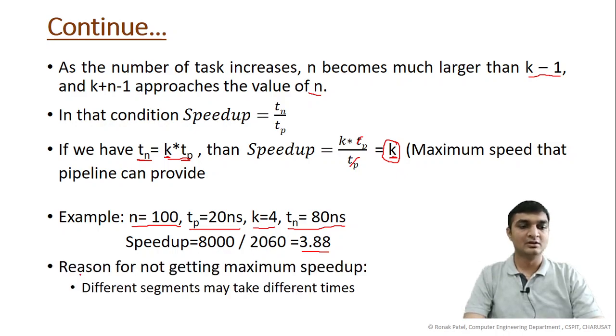The reason for not getting the maximum speed up is that theoretically it is not possible to achieve it, because different segments may take different times. Here we have assumed that each segment takes the same time, but practically different segments take different times. For example, one person is making the structure of the car, which takes a different time, another is attaching the engine, which takes a different time. So it depends on that.